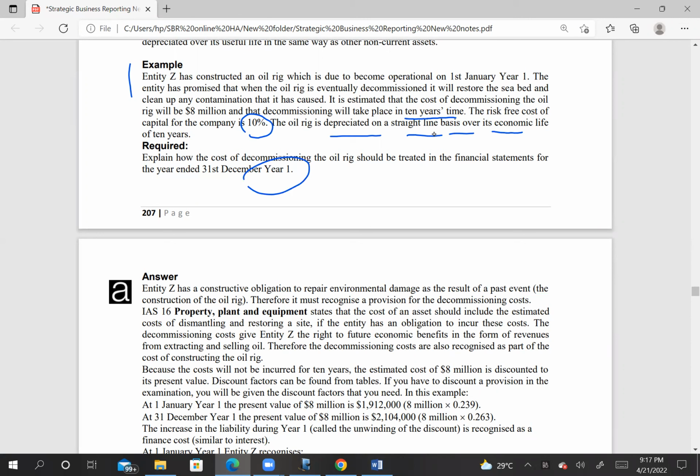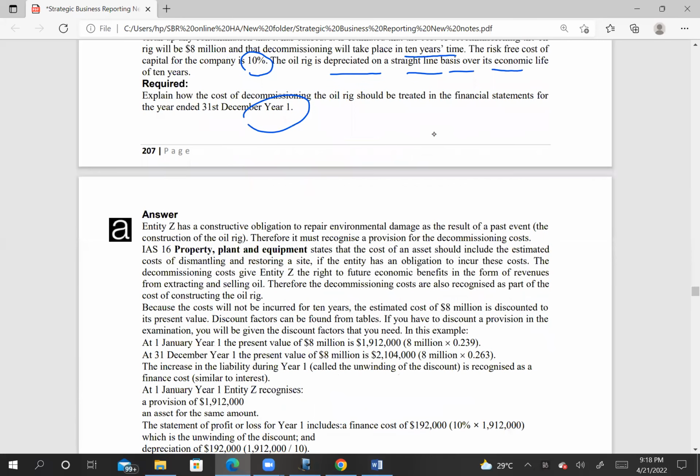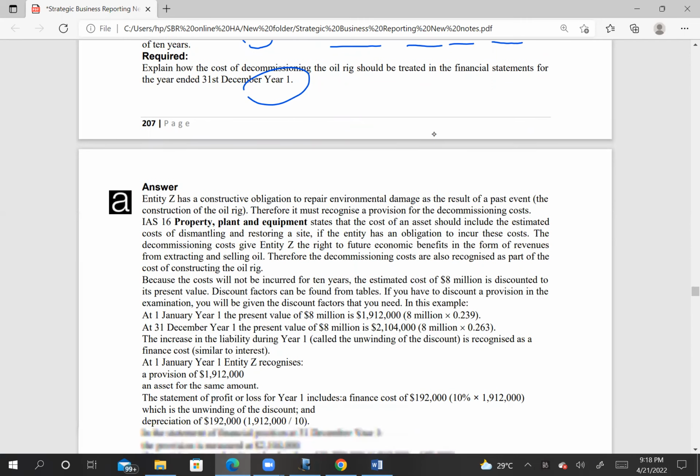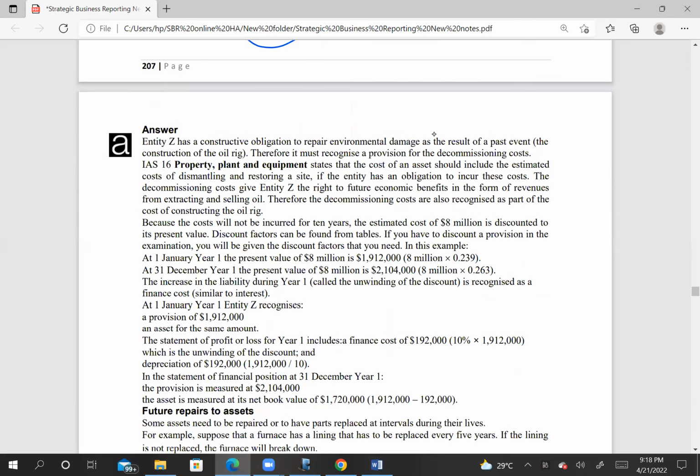Dear student, the provision for decommissioning cost will be recognized, and it will be recognized at present value because the time value of money is material. And this provision is recognized due to a plant which we are using. So the provision for dismantling cost will be recognized as a part of the cost of property, plant and equipment. Then it will be depreciated and the provision will be unwound every year and the finance cost will be recorded. Now read the answer here.